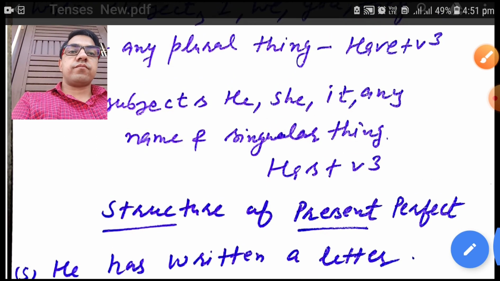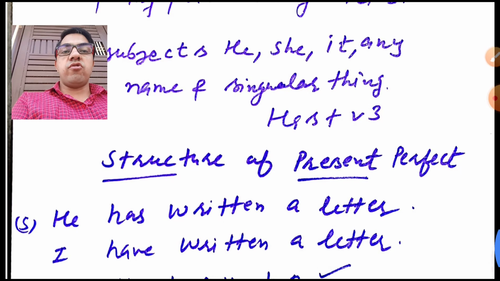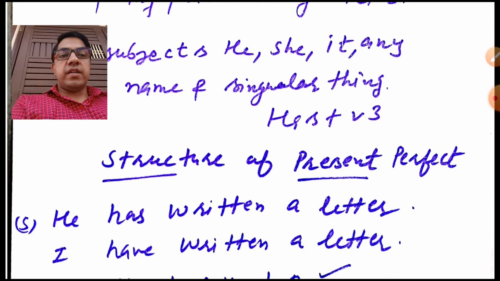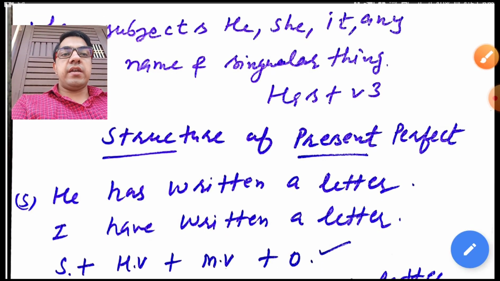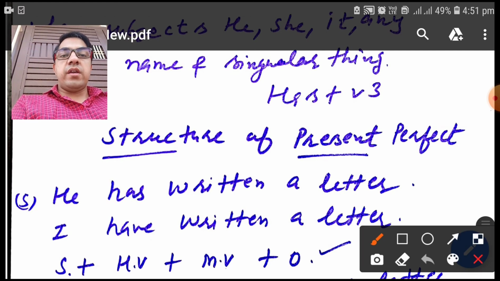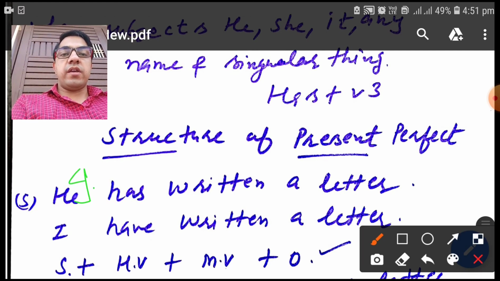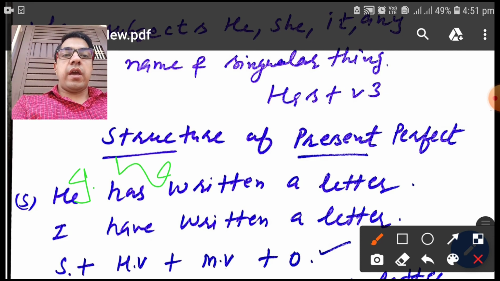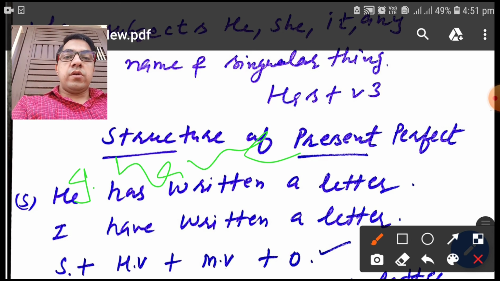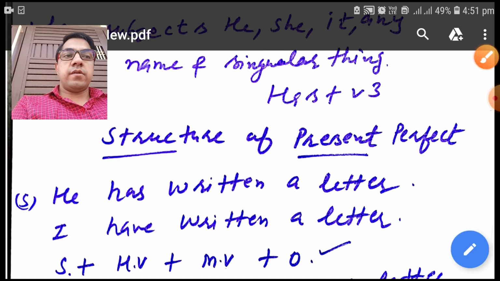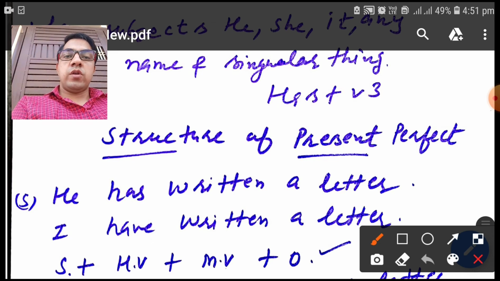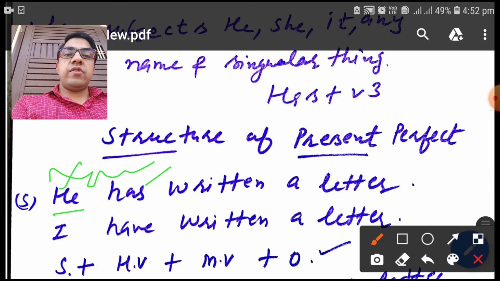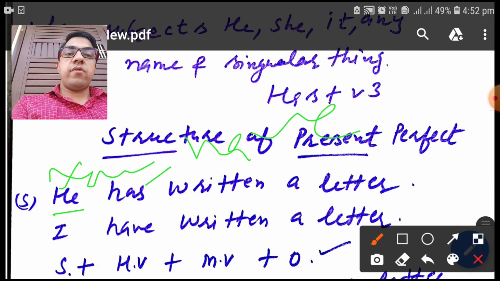After that now I am going to tell you about the structure of present perfect tense. He has written a letter. If we write I in place of he, then we should use have. If we write you in place of he, then we should use have in place of has. After that we should apply third form of verb.